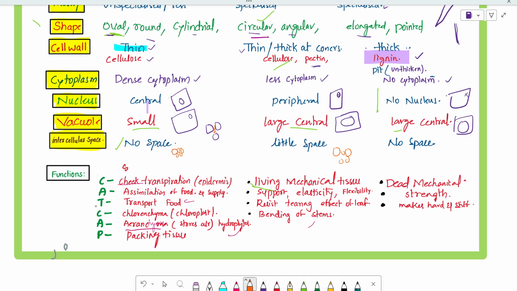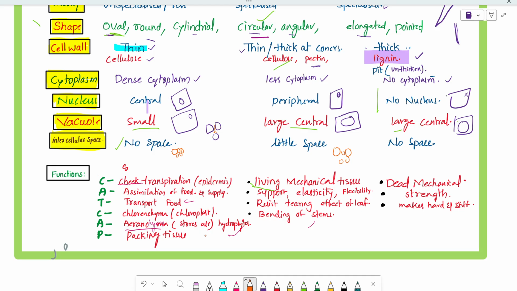Parenchyma. Next one, we are having the cell, that is C for here, where one specialized parenchyma is there which undergoes photosynthesis. We are going to call it chlorenchyma, which contains chloroplasts.